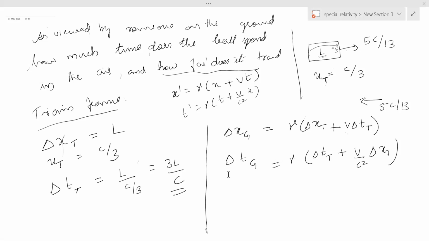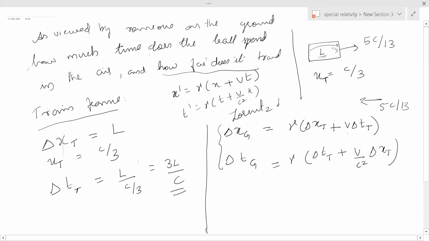Is this clear? The formula that we have used is what we call the inverse Lorentz transformation, but it doesn't matter. Inverse Lorentz transformation is also a Lorentz transformation. We are just using the Lorentz transformation formula. Is this clear? Yes. Good.